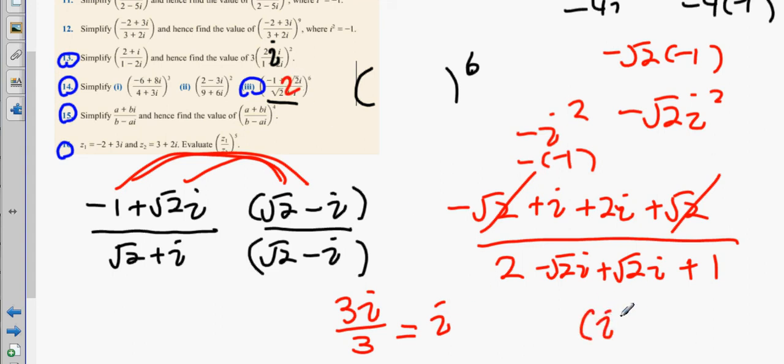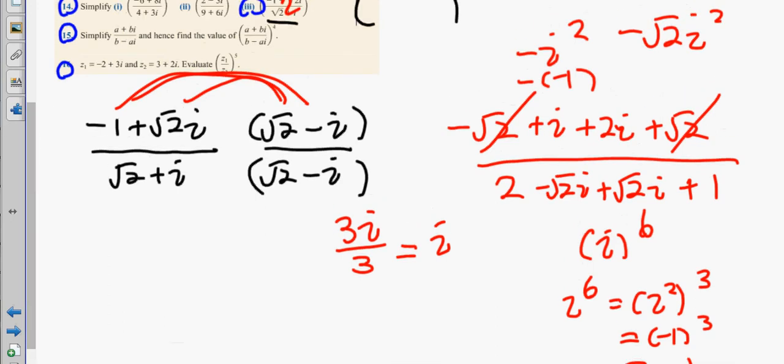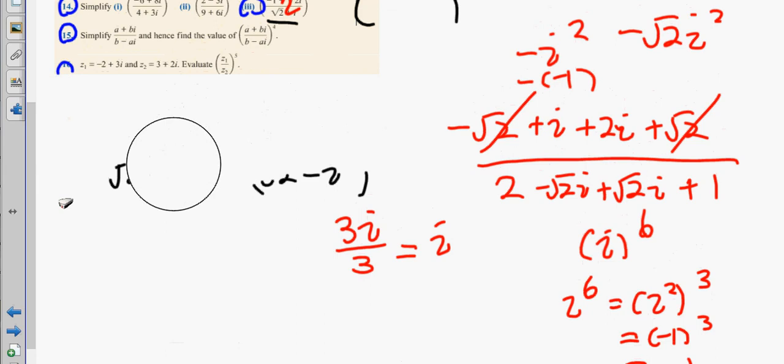Then we have i to the power of 6. And i to the power of 6 is i^6, and i^6 is the same thing as i squared to the power of 3, which is minus 1 to the power of 3, which is going to give me minus 1. Okay. Now, number 15 has letters in it.